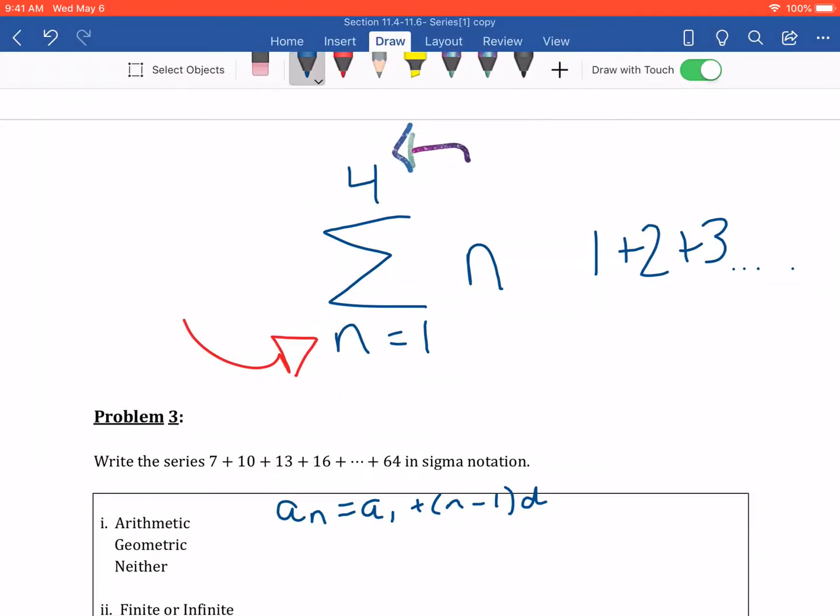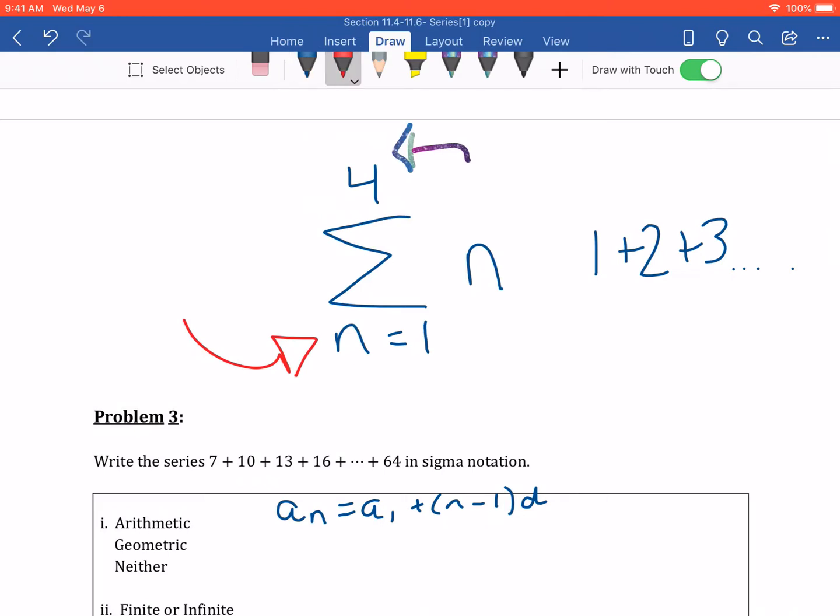For the last part of section 11.4 to 11.6, we're going to be looking at how we can write a series in sigma notation. Sigma notation has that weird sum of symbol you might remember from when we did statistics, both in freshman year and again this year. If we're looking at this sigma notation, there's that big E in the middle. That means the sum of.